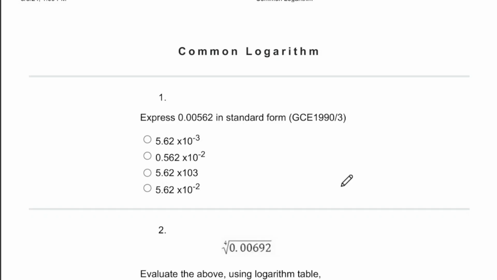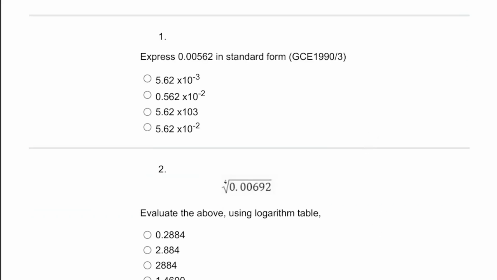So this is corrections to the quiz on common logarithm that I gave you. We're going to start with the first one. The first question is on standard form. You want to express this in standard form, so that means you're going to have 5.62 times 10 raised to a power. We moved it 1, 2, 3, so it is raised to the power minus 3. 5.62 times 10 to the power minus 3. That is the first one.